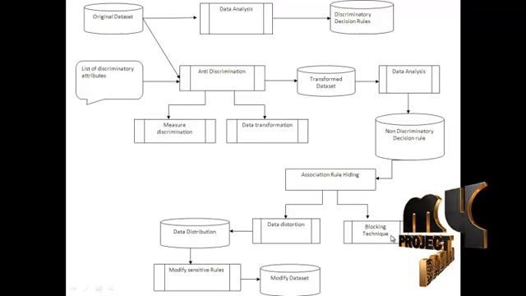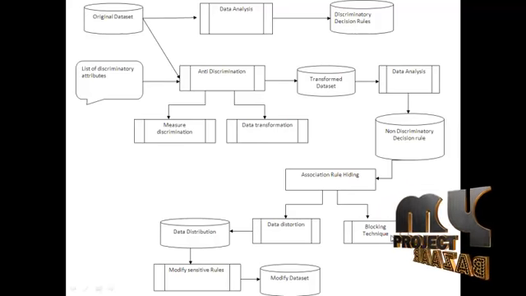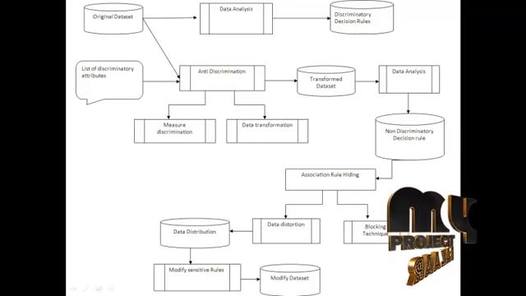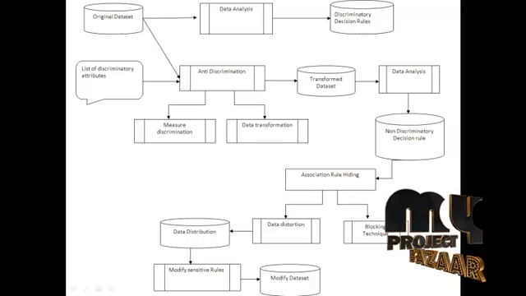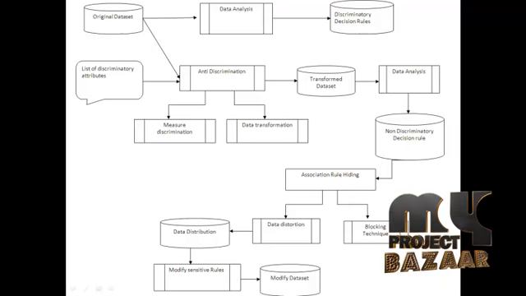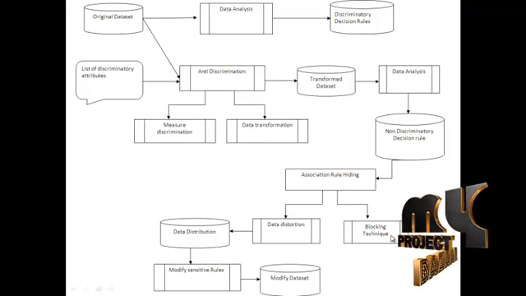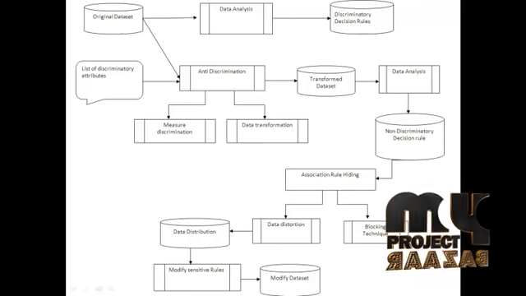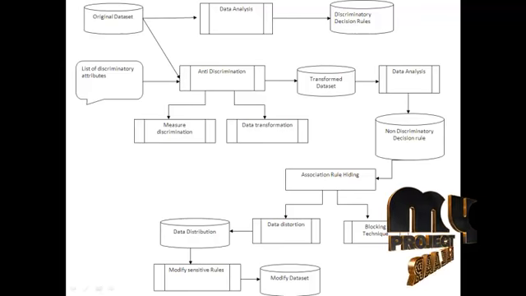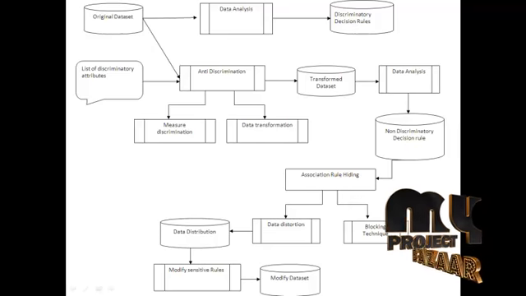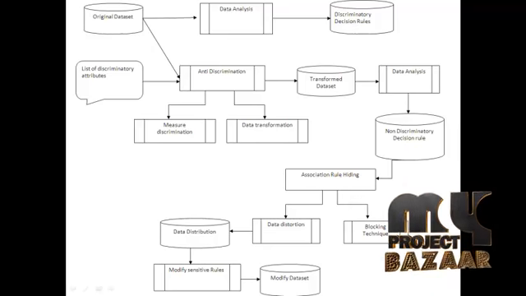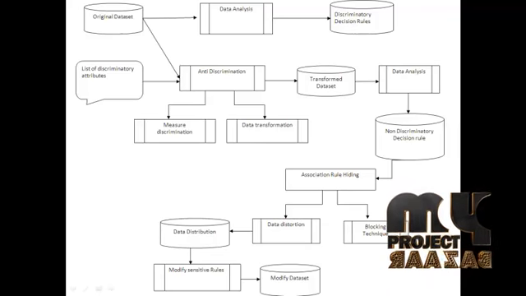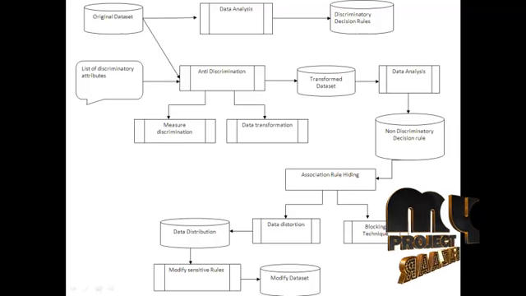We should then modify the sensitive rules, so that we can eliminate the discrimination in the dataset. Finally, we should modify the dataset according to the discrimination eliminated attributes. Here the association rules are applied to eliminate the discrimination, and finally the data set is modified according to these association rules. The final output of the project is a data set which contains discrimination-free data. Here the data quality is not changed, but without changing the data quality we have obtained the anti-discrimination.